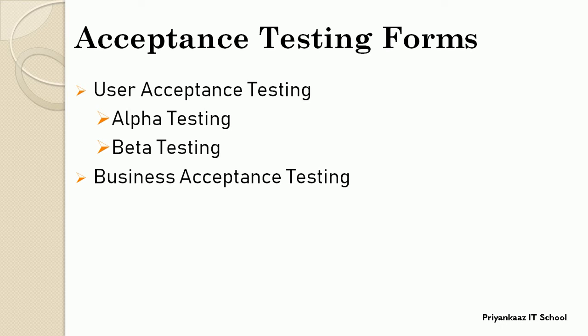So let's say the second type is business acceptance testing. What exactly is business acceptance testing? It is conducted to determine whether the product meets the business goals and purposes. So we need to verify whether the software application is working as per the business goals and purpose. The main focus here is business profit.